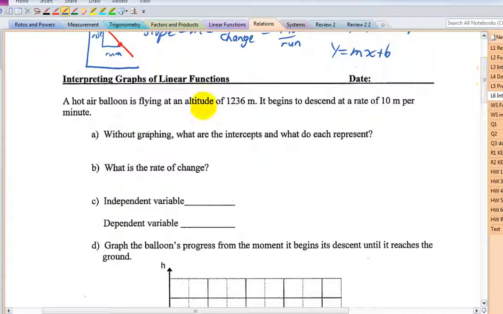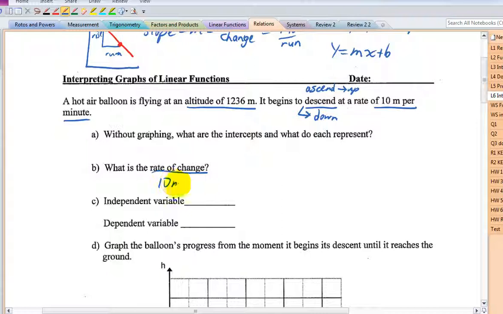A hot air balloon is flying at an altitude of 1236. It descends. What's the opposite of descend? Ascend. Does descend mean up or down? Down. Okay, and ascend means up. So it descends at a rate of 10 meters per minute. Okay. So 10 meters per minute, that's the rate of change. What is the rate of change?